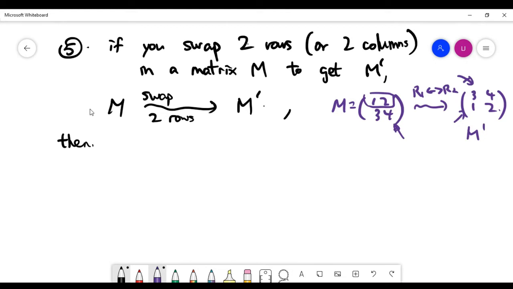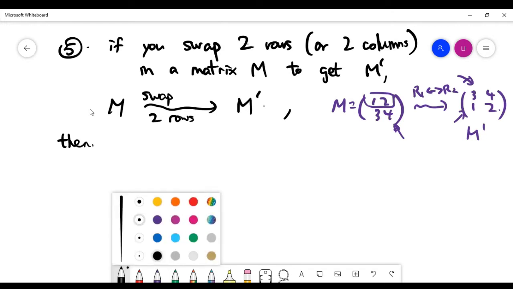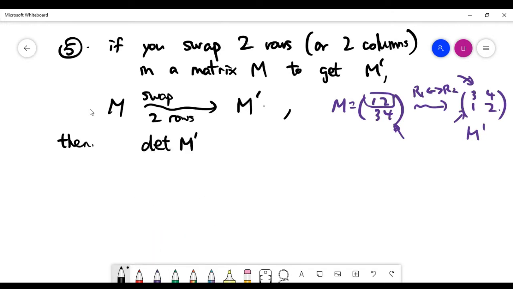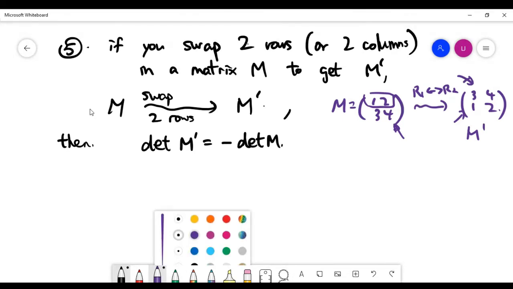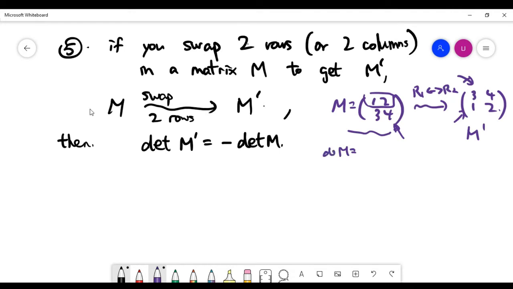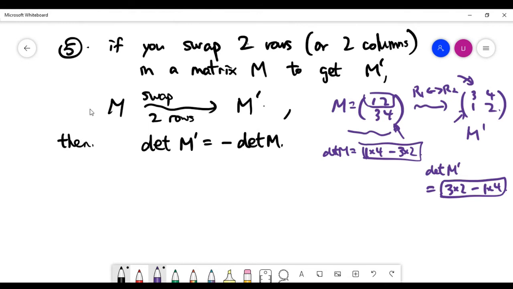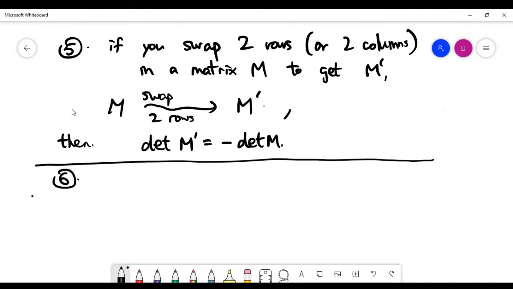And please notice the relation of determinant among the two matrices here. I claim that the determinant of the new matrix after swapping any two rows or two columns is going to be the minus of the determinant of the original matrix. If you look at this particular case, I think it's obvious because determinant M is going to be 1 times 4 minus 3 times 2, and determinant M prime, which is the new matrix, is going to be 3 times 2 minus 1 times 4. You see, if you look at the determinant formula now, they are opposite to each other, just a difference of sign, right? And I claim that this property is also true for matrices having a bigger square size. And then we can look at property 6.